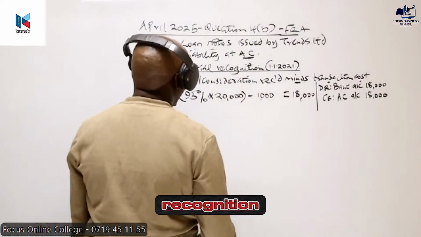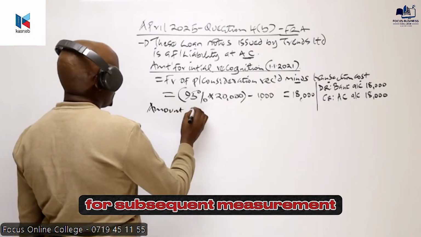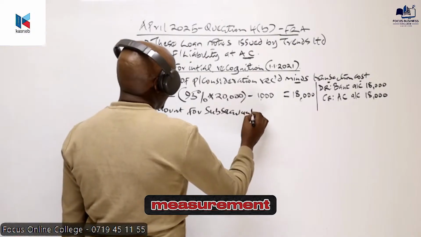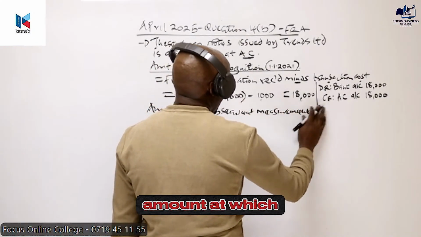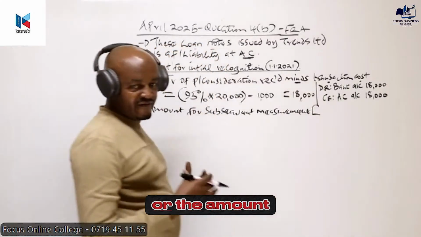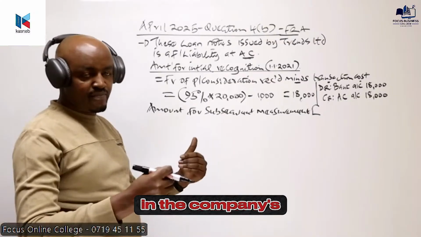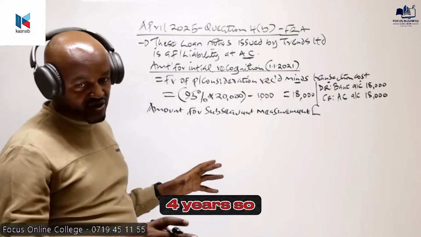Having determined the amount for initial recognition, we need to move and basically determine the amount for subsequent measurement. Remember, this amount for subsequent measurement is basically the amount at which these loan notes will be recorded in the company's statement of financial position, I think over the period of 4 years.